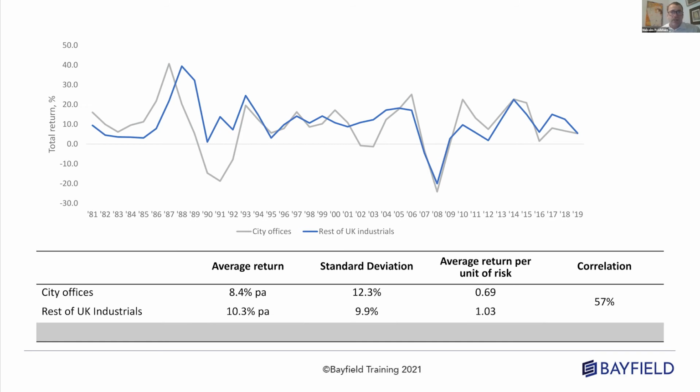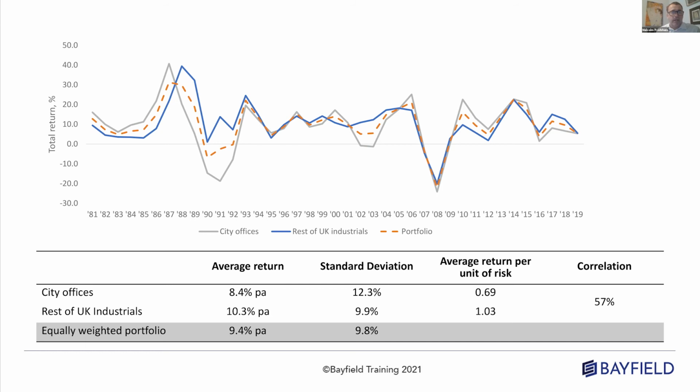So our asset allocation would be to decide what proportion of the portfolio we put into segment A, city offices, and what proportion into segment B, rest of UK industrials. So without using modern portfolio theory, we might decide to put 50% in both segments. And that will roughly give us an average return there of 9.4% with a standard deviation of 9.8%.